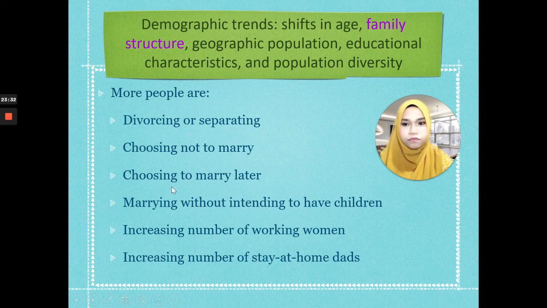And some people also choose to marry later, whereby last time perhaps, when you finish your study, you want to get married, but now people put married life later, because they want to achieve some financial freedom, they want to build their own career and so on. And there are also people who marry without intending to have children, because especially in Singapore, for example, babies are so expensive, so they get married, but they don't plan to have any offspring or children.